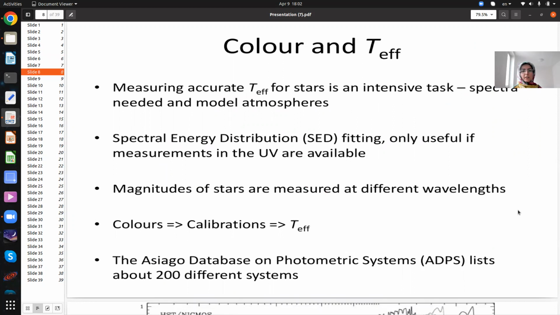Color and T effective. Measuring accurate T effective for stars is an intensive task. Spectra and model atmospheres are needed, and spectral energy distribution or SED fitting is only useful if measurements in the ultraviolet are available. Magnitudes of stars are measured at different wavelengths. Color calibrations give us the T effective. The ASIAGO database of photometric systems, or ADPS, lists about 200 different systems.